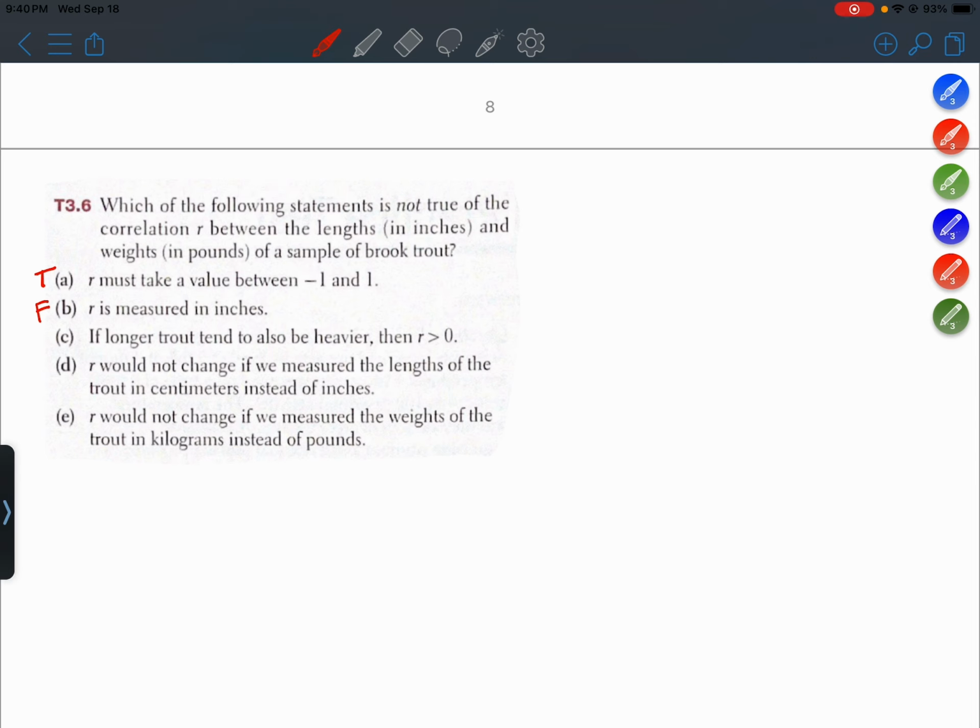Okay, C, if longer trout tend to also be heavier, then R would be greater than 0. Sure, right? If longer trout are heavier, that means that there's a positive relationship. And since the sign of the correlation matches the direction of the relationship, then yes, R would be greater than 0. It would be positive. So that's a true statement.